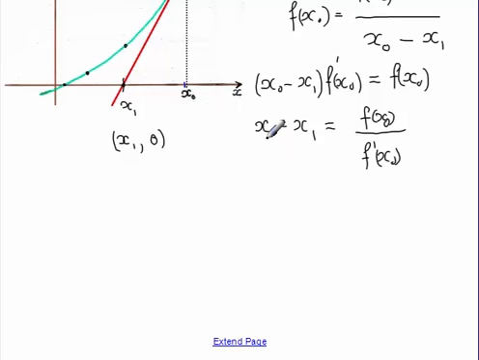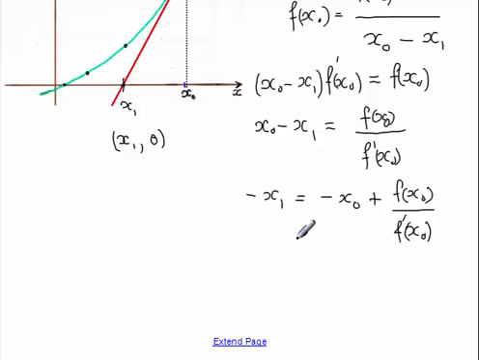Then next, I can subtract x0 on both sides. I'm going to be left with minus x1 equals minus x0 plus f of x0 over f prime at x0. Please guys, make sure that you understand what I'm doing, because if you get lost, you get frustrated, the next thing, the example, is not going to make sense, everything is not going to make sense. That's bad. Is everybody there?